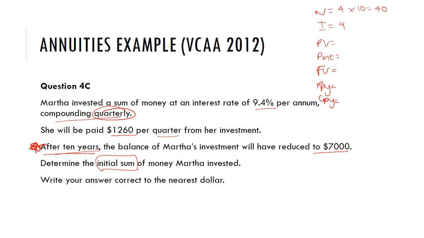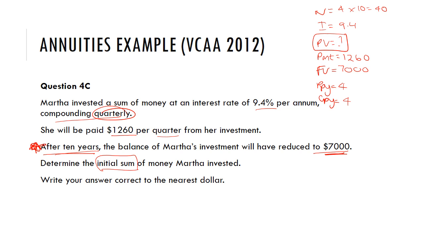The interest rate is 9.4%. We want to find out what our principal value was. She's getting $1,260, so that's a positive value there. After those 40 payments, the balance is $7,000. So it still has $7,000 in it, so we write that as a positive value. And these are happening 4 times a year.